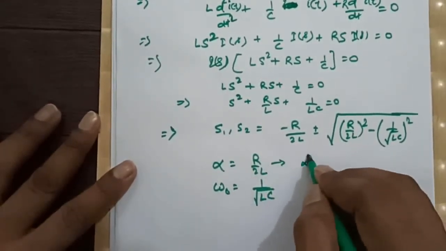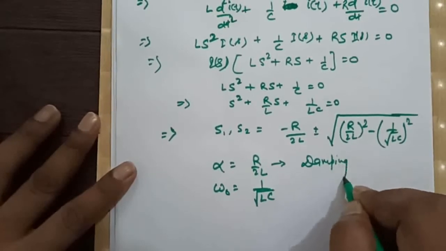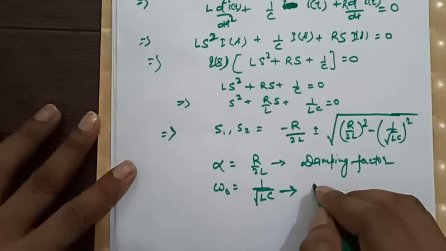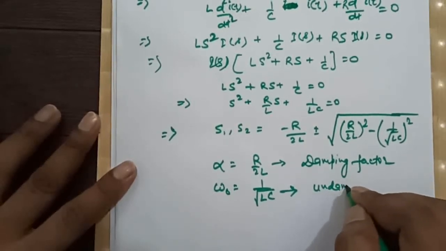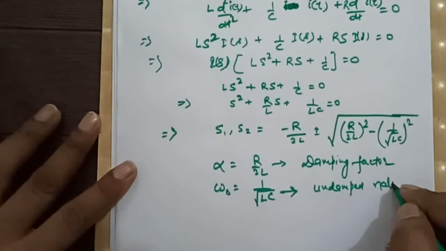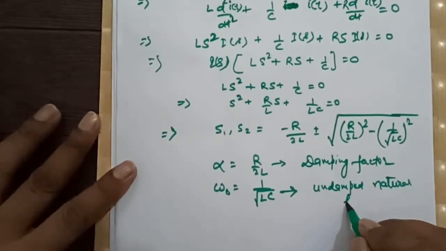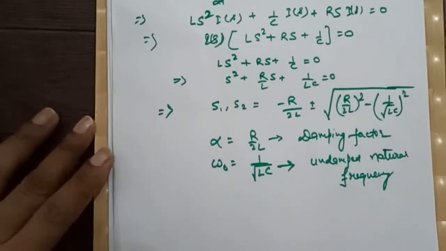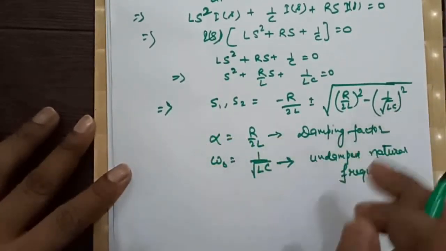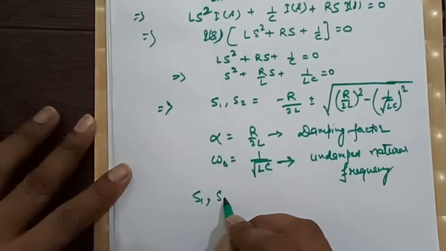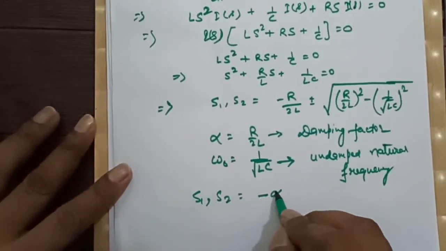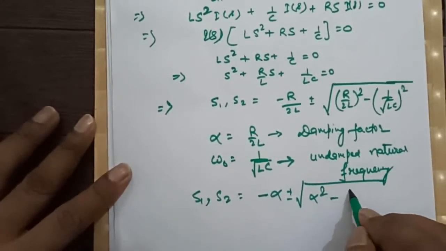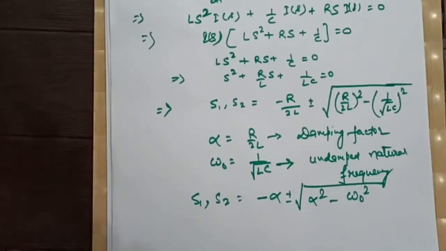This part is called the damping factor and this part is called the undamped natural frequency, right? So after putting this alpha and omega naught here, our s1 and s2 will be minus of alpha plus or minus root of alpha square minus omega naught square.